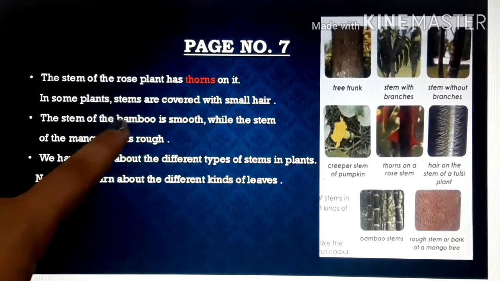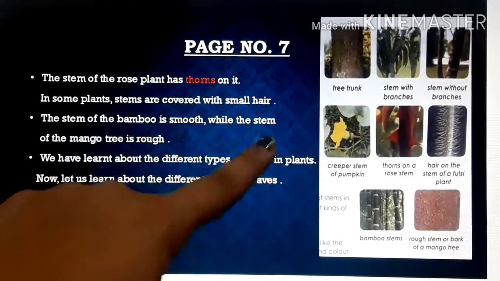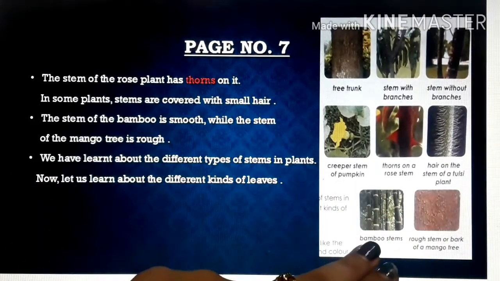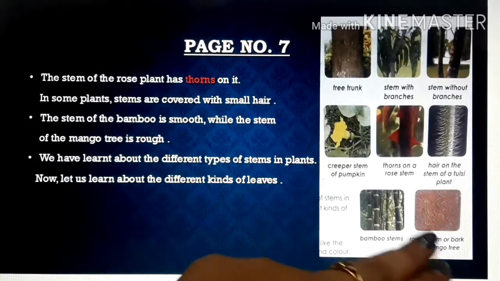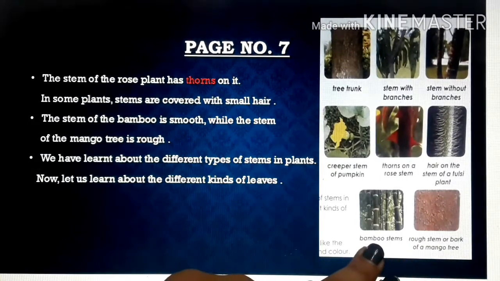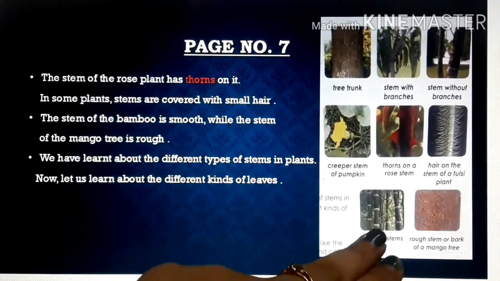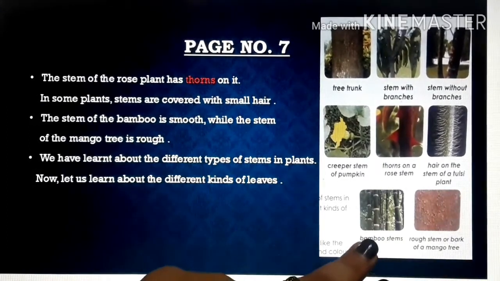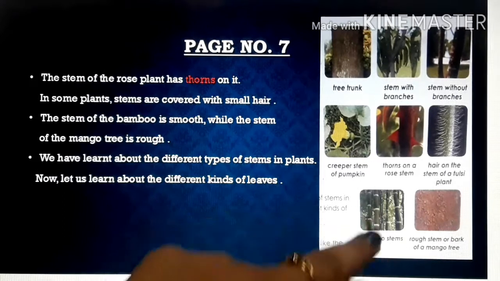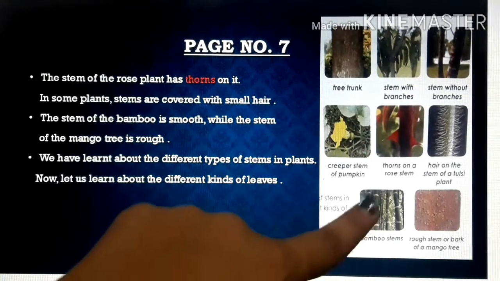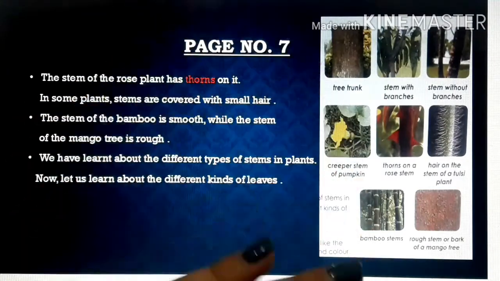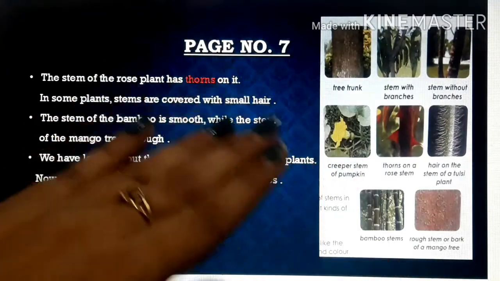Next, the stem of the bamboo is smooth while the stem of the mango tree is rough. Now, the difference between the mango stem and the bamboo stem. What is the difference between the stem of the mango tree and the stem of bamboo? If you can see the bamboo stem, children, it is very smooth. If you touch the bamboo stem, children, you will not get hurt.